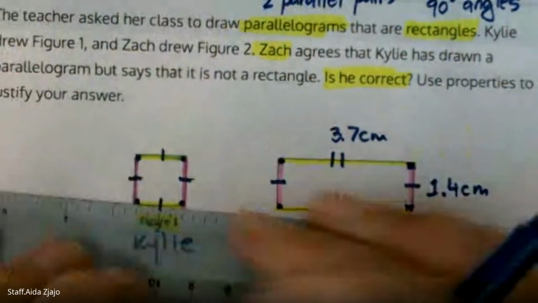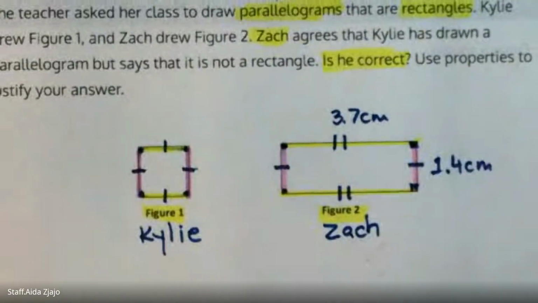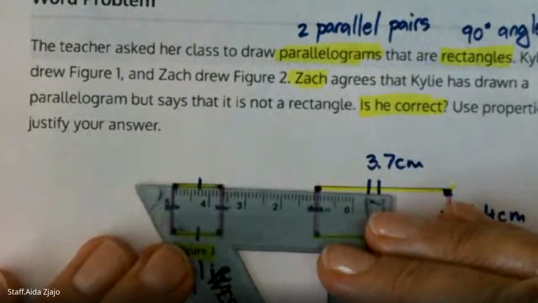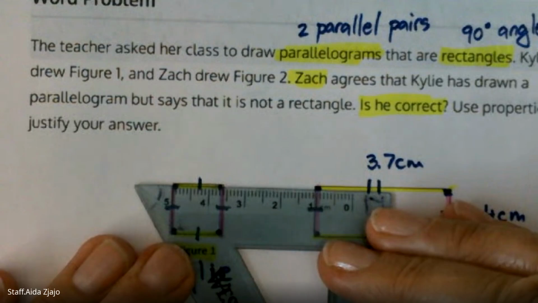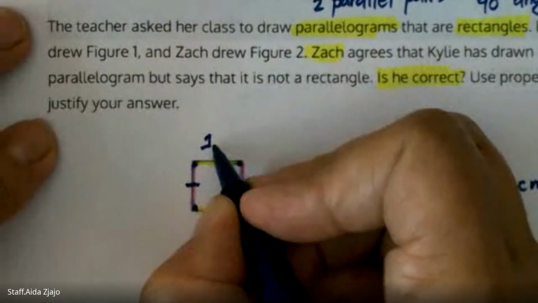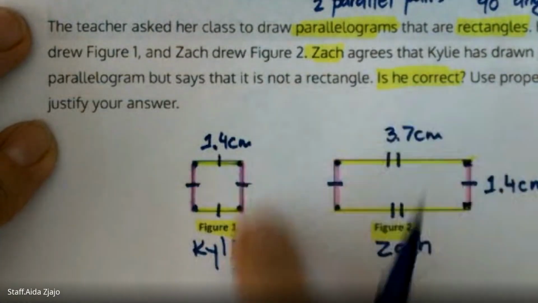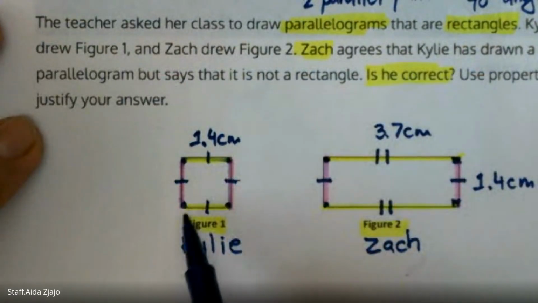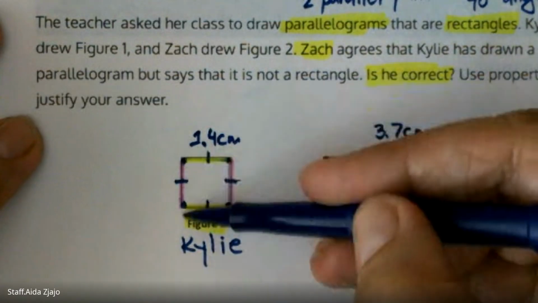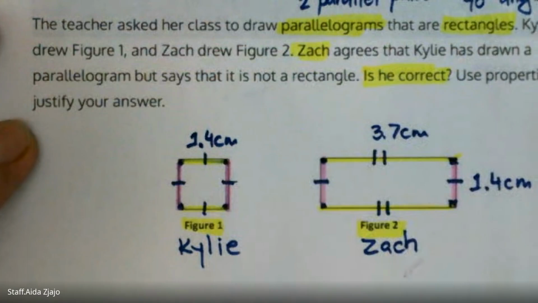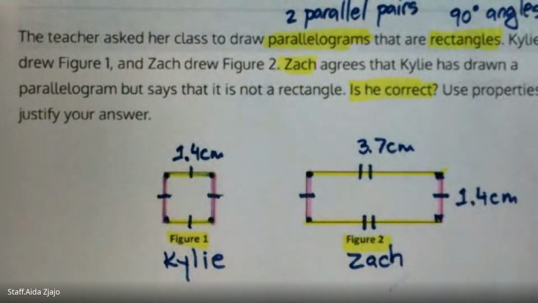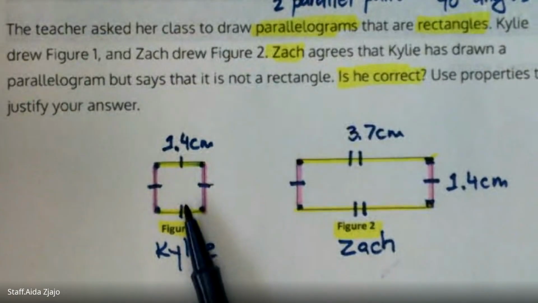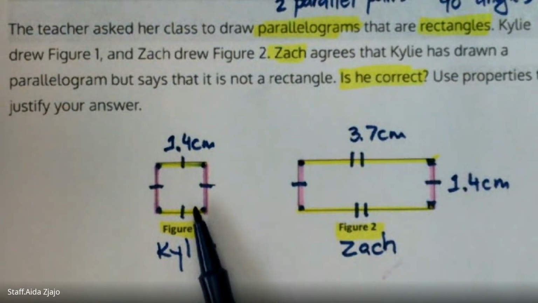Then if I measure, because I didn't measure the other sides, I can measure here as well. So each side is about 1.4 centimeters. They're all around 1.4 centimeters. And this side is parallel to this, that's a parallel pair, and this is parallel to this, and that's a parallel pair. So this is a square, and it's also a rectangle.